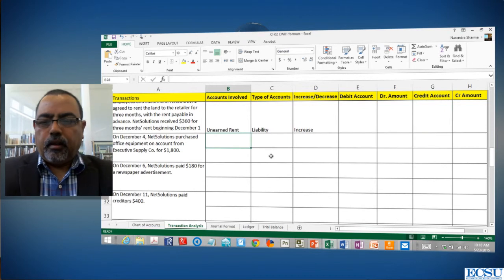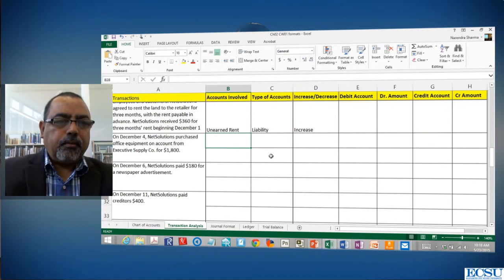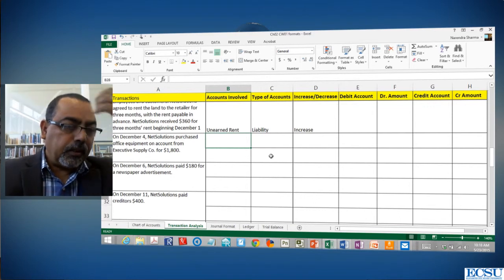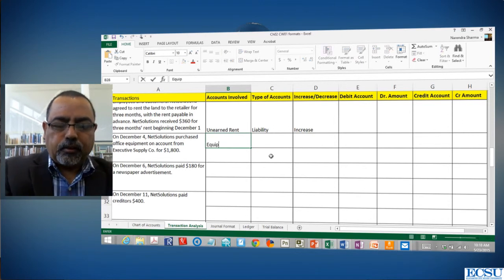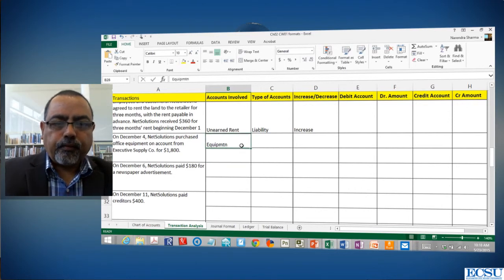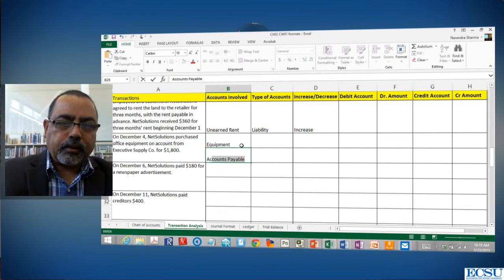Okay. Now next thing is on December 4, Net Solutions purchased office equipment on account from Executive Supply for 1,800. So if you purchase equipment without paying for it, that is accounts payable. So we'll write equipment and accounts payable. Let's see, we'll verify the chart of accounts.